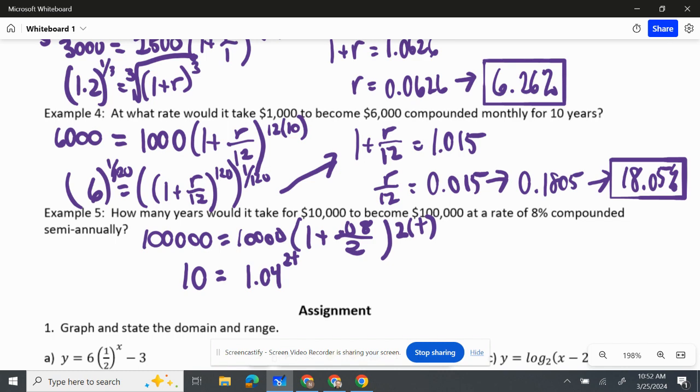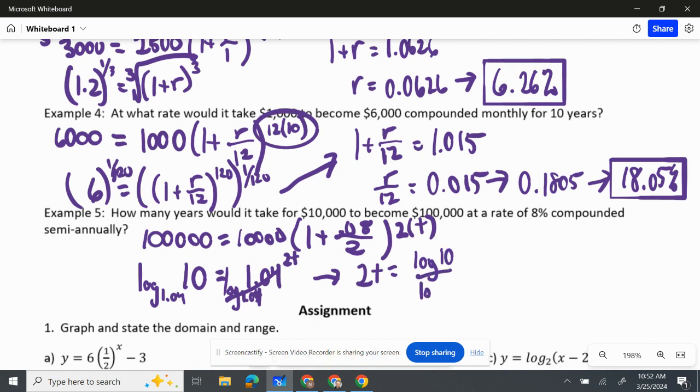This time what I'm doing is logs because I need to get rid of the base, not an exponent. So if I'm getting rid of an exponent, like the previous one, I'm using exponents to get rid of it. And if I'm trying to get rid of a base, I use logs. So I'm going to do the log base 1.04, the log of 1.04. That cancels. What I get is 2t is equal to, and I use change of base formula, log of 10 divided by log of 1.04, which is 58.72. And then I divide it by 2, so t is equal to 29.4 years.